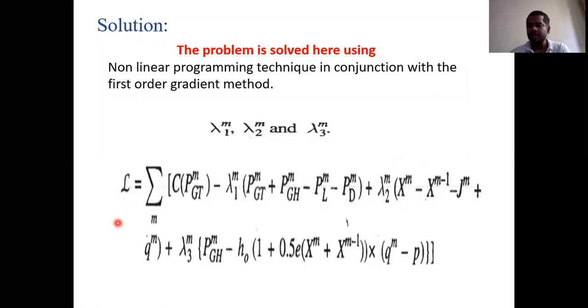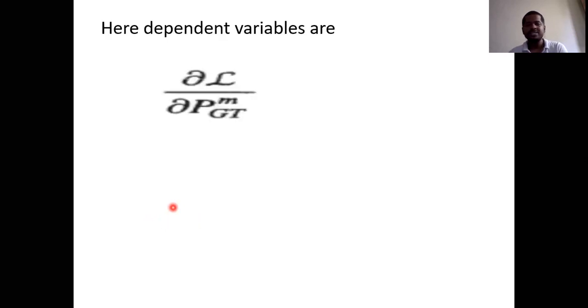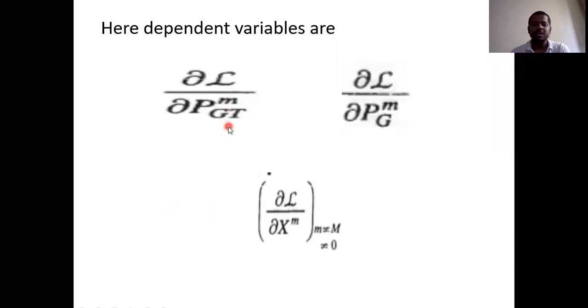One by one, we will consider the dependent variables, so we will go for partial differentiation. Now in this case, how many dependent variables are there? Totally 3 different variables. The first one is the power generated in a thermal power plant, so the first function is dou L by dou PGTM. The second one is the power generated in a hydro power plant, dou L by dou PGHM. And one more dependent variable is water storage, that is XM. We need to find all these 3 equations and make them equal to 0. These are nothing but KT conditions. KT conditions means Kuhn-Tucker conditions. So first, let me take them one by one.